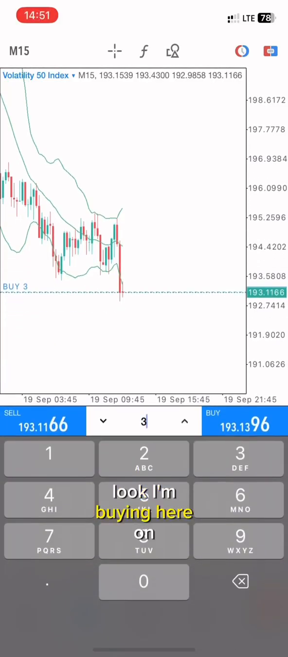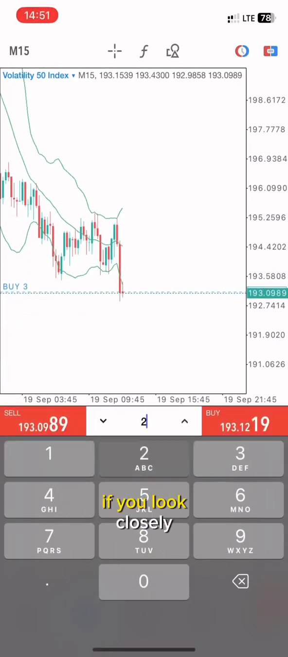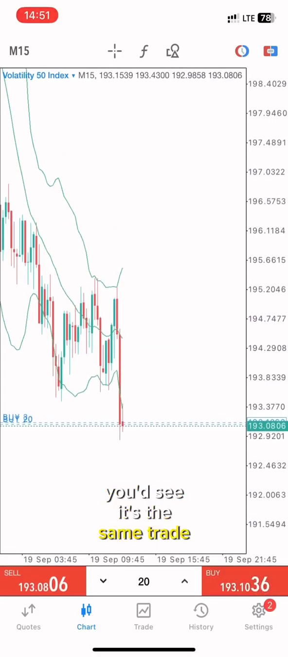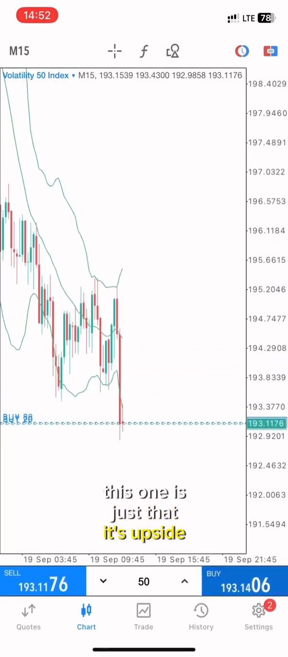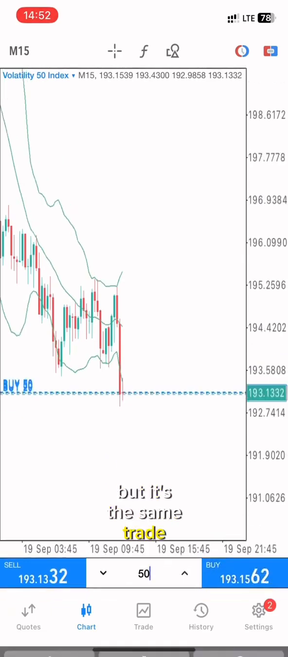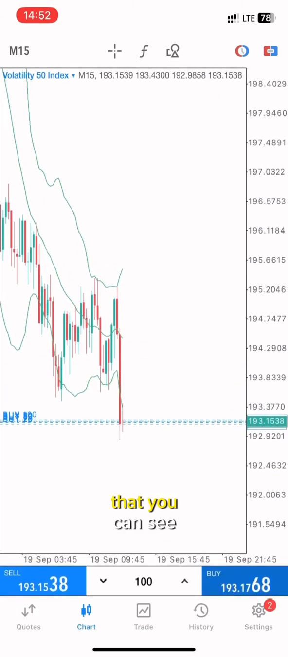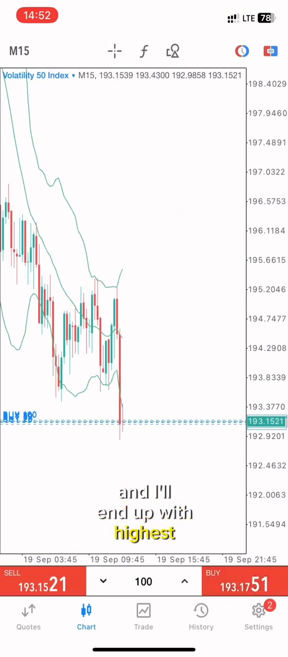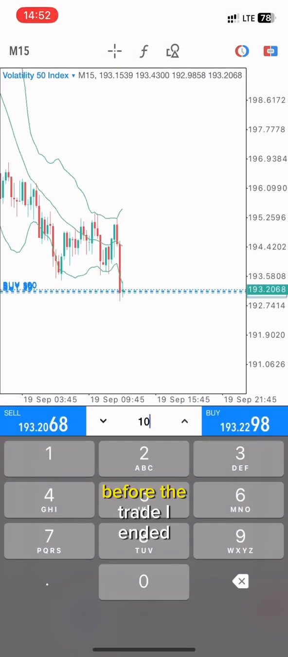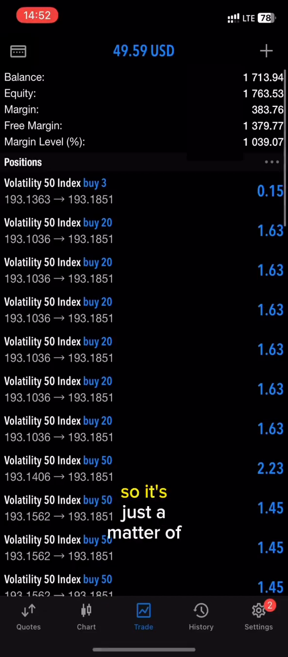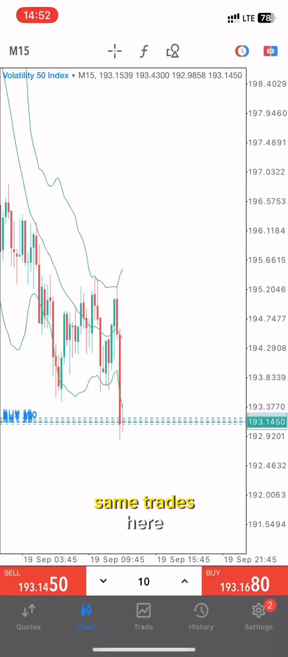Look, I'm buying here on Volatility 50. If you look closely, you'd see it's the same trade I just exited. It's the same trade, just upside down. I'll draw the trade line so that you can see, and I'll enter with the highest position sizes so that I can get as much profit as more than before the trade I entered. So it's just a matter of same trades.